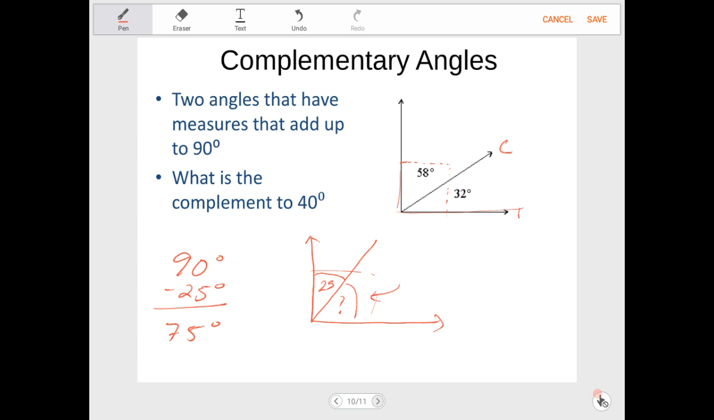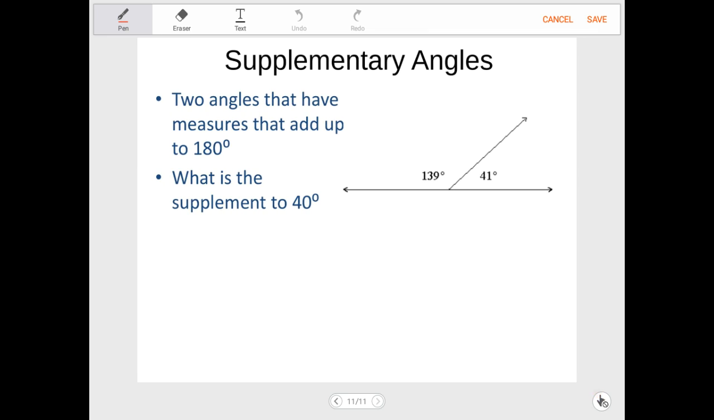Okay. Finally, we'll move on to the next one here, which is called supplementary angles. Same calculation, same premise, just this time, this is two angles that measure up to 180 degrees, or a straight angle. Remember, when you have a straight line, what shape can you draw? That is half of a circle or a semicircle. And you know that a half circle is always 180 degrees.